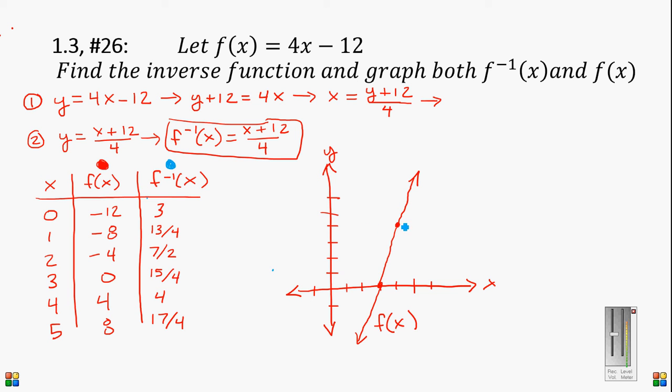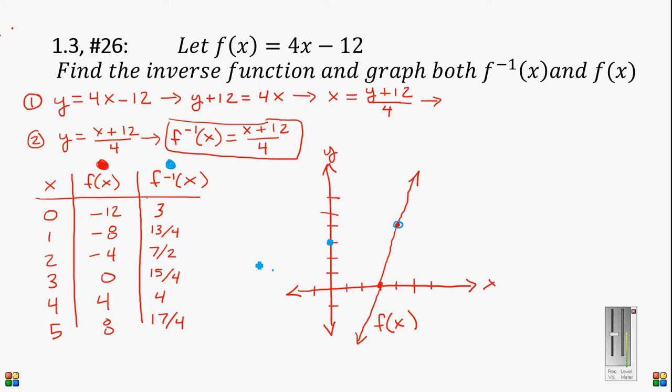So this is also a point on f inverse of x. So they actually intersect at that point. So that's kind of an interesting feature there. And trying to see if there's anything else. Oh, and then 0, 3. At x equals 0, y is equal to 3.